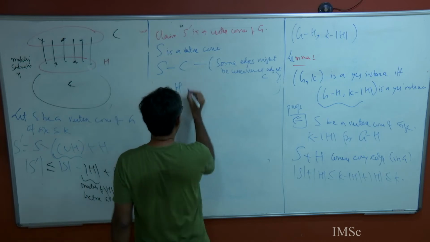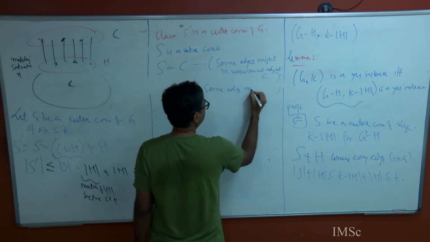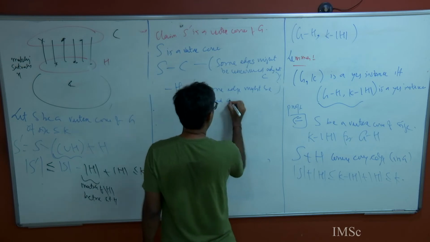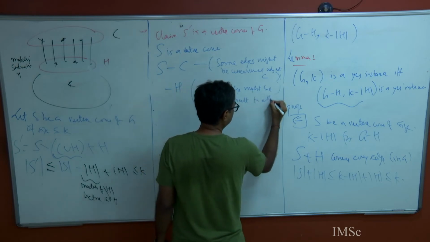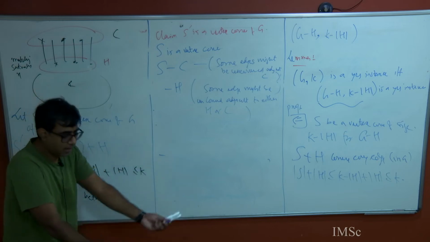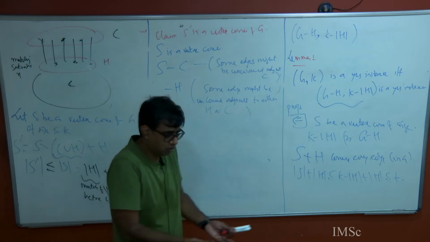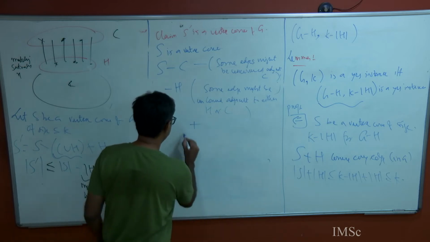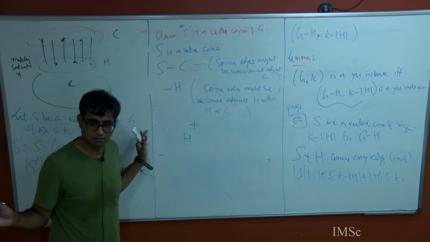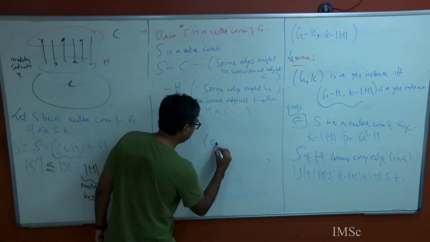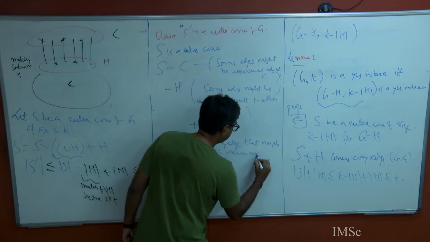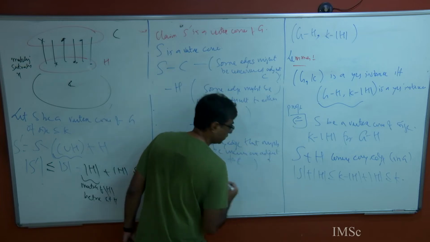Now after this situation, some edges might be uncovered, adjacent to either H or C, right? Look, imagine these vertices were covering some edges. Now you decided to remove them from the vertex cover. What edges are not covered? Those which are adjacent to these. Now what did I add? We added H, right? So definitely all the edges which were adjacent to H are covered. So after this stage, what happens? Only edges that might be uncovered are adjacent to C, right?